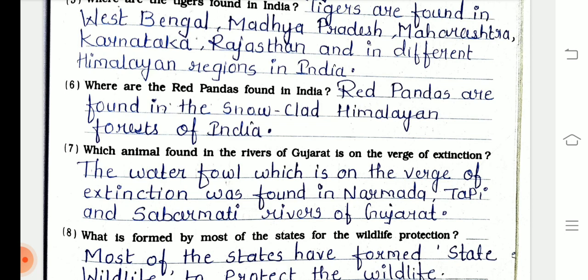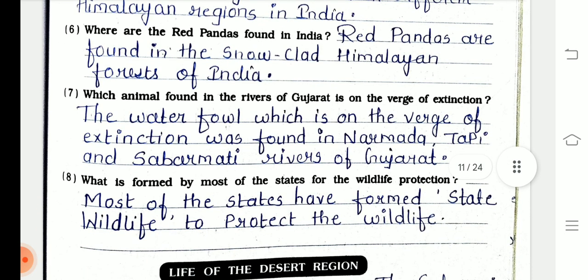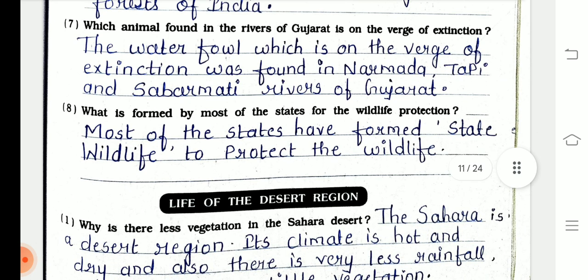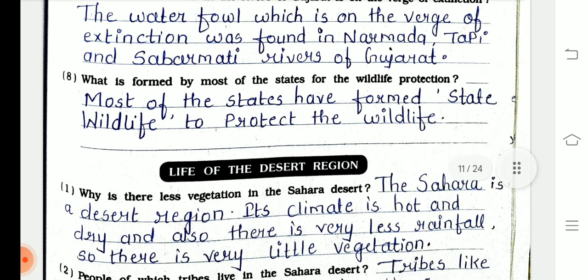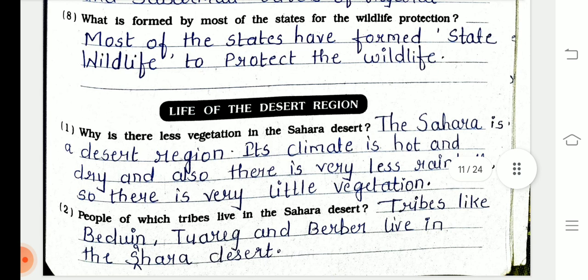Seventh one, which animal found in the rivers of Gujarat is on the verge of extinction? The water animal which is on the verge of extinction was found in the Narmada, Tapi, and Sabarmati rivers of Gujarat. Eighth one, what is formed by most of the states for wildlife protection? Most of the states have formed state wildlife protection boards to protect the wildlife.